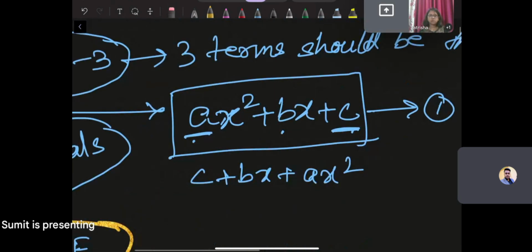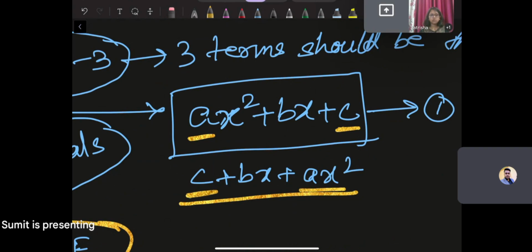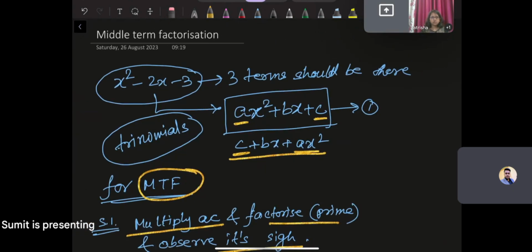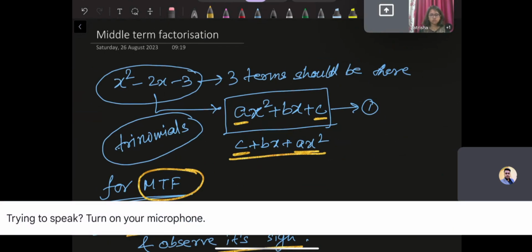The thing is that the trinomials can be in the form of ax square plus bx plus c. So a means the coefficient of the first term and c means the last term or the constant term. Okay. The format can be given in that form also, that c plus bx plus ax square. So for the first term and the last term, only the constants will multiply. I will not do anything on the middle term over here because middle term factorization means we will break the middle term to factorize it. So we will not touch the middle term right now.